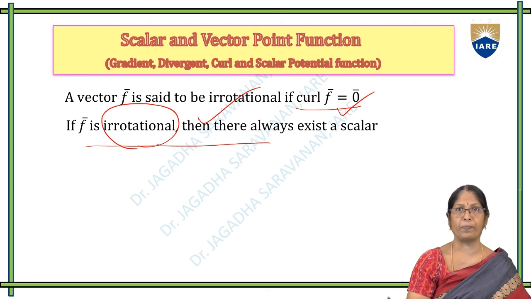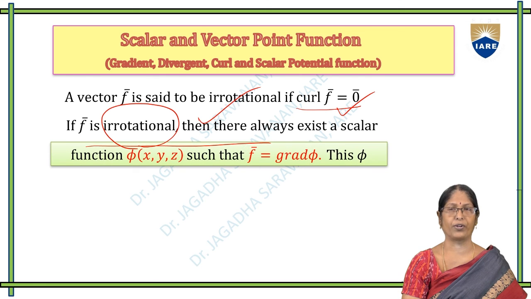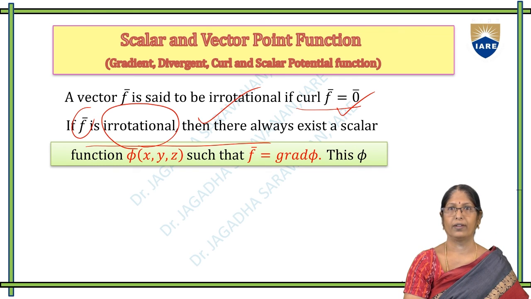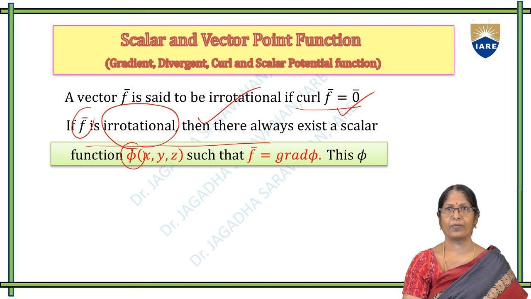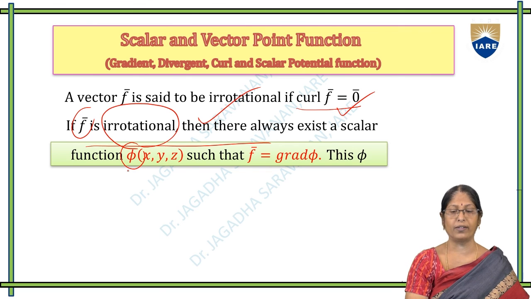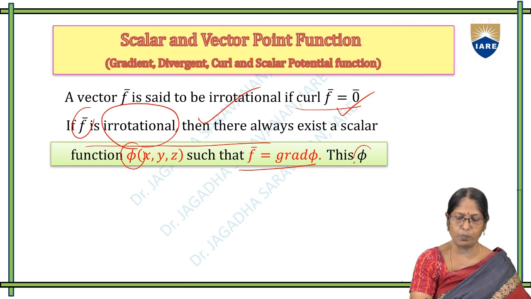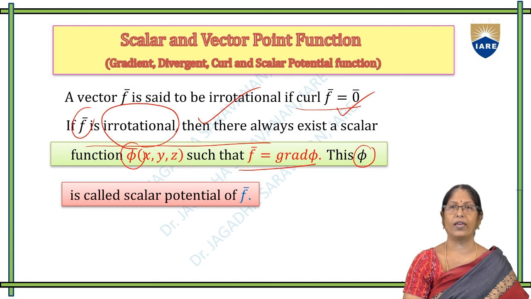Irrotational, the word which represents compulsory that curl f is equal to 0, then there exists a scalar function. Given function f bar is irrotational. Condition is satisfied. Then there exists a function phi. Then the relation between f and phi is nothing but f equal to gradient phi. Then the phi is called the scalar potential of f bar.